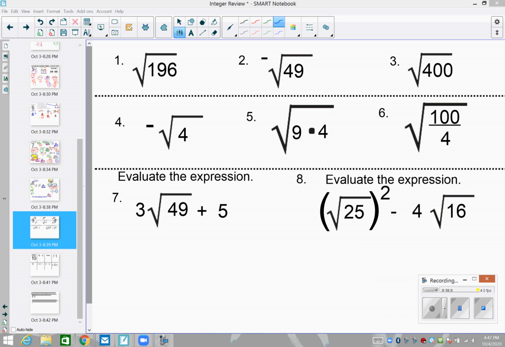All right, so let's start with question number 2. So if you recall what this symbol means, it means it's a square root. So we're undoing the area of a square.